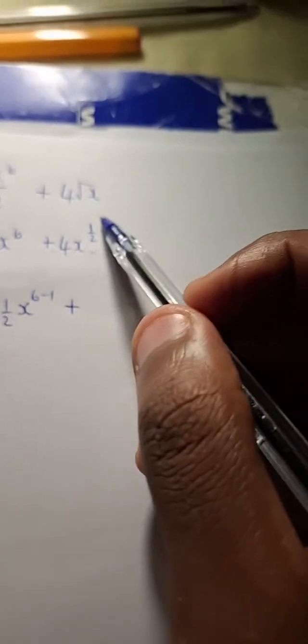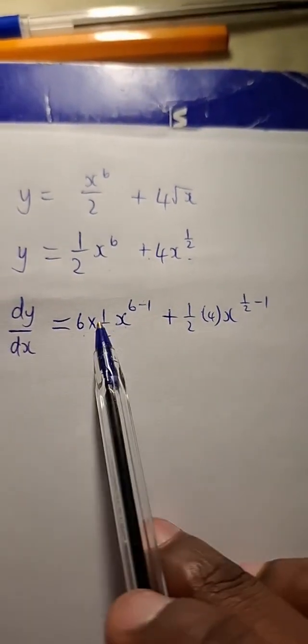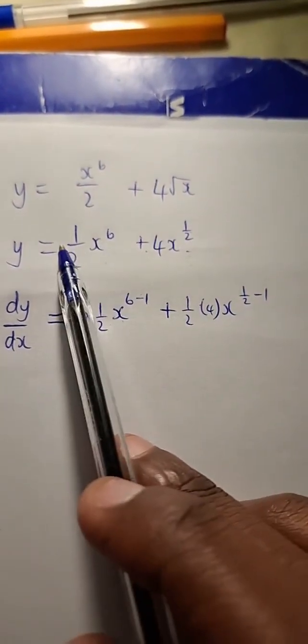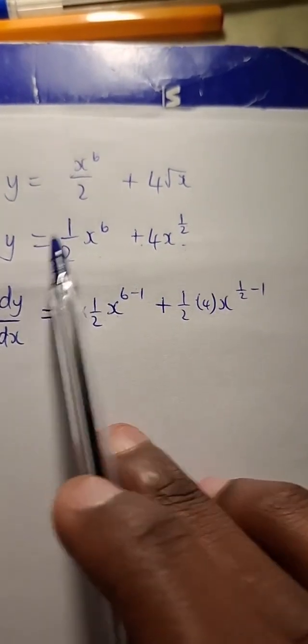Plus positive. Then it's half times the 4, retain the x raised to the power half, we subtract 1. So that's what we constantly do. We apply the power rule. We differentiate each term, because there are how many terms in this function? There are 2 terms. Why do we know that there are 2 terms?